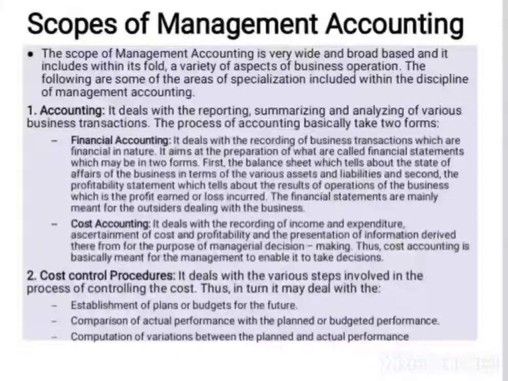Next scope is cost control procedures. How is the scope in cost control procedures? We will discuss it. It deals with the various steps involved in the process of controlling the cost. So in turn, it may deal with establishment of plans or budget for the future, comparison of actual performance with the planned or budget performance, computation of various variations between planned and actual performance. So in management accounting, it helps in cost controlling also. Cost controlling means it will help to analyze the existing plan against the upcoming plan, and also helps to establish the plans based on budget.